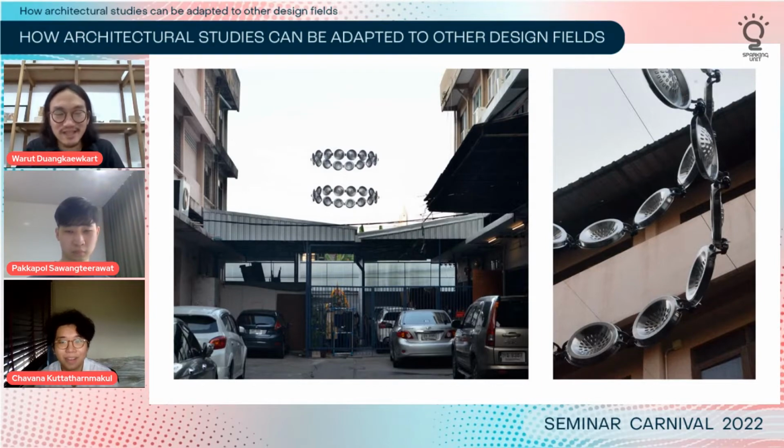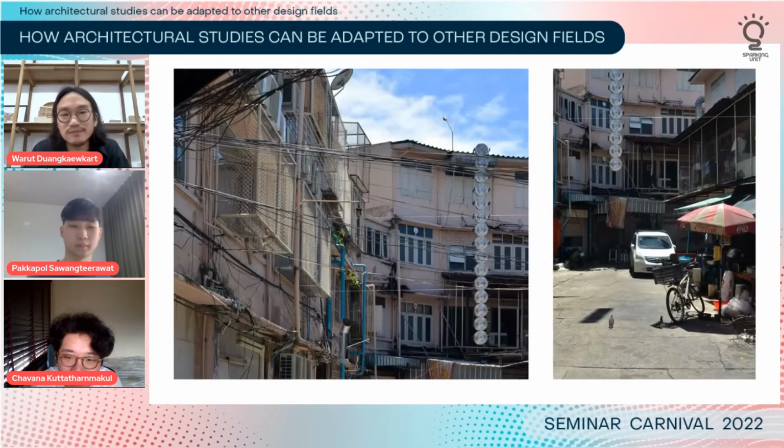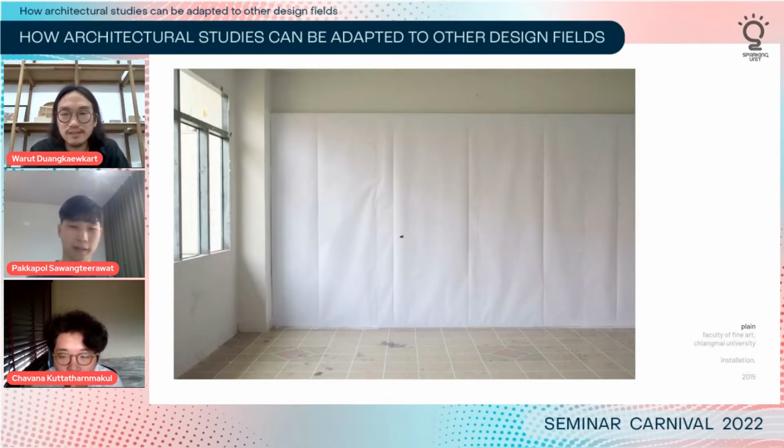And I did it again, using the old concept to design a new one for the other site. This one is Muta V2 at Samyan for Design Week last year. With a different site, with different existing conditions, I had to think again about what shape it should be, the size, the scale. So this one is one linear Muta on two sides, directly making people look up through the cord over there. So yeah, this is the first work, the set of Muta that I did. And I think it's really cool.